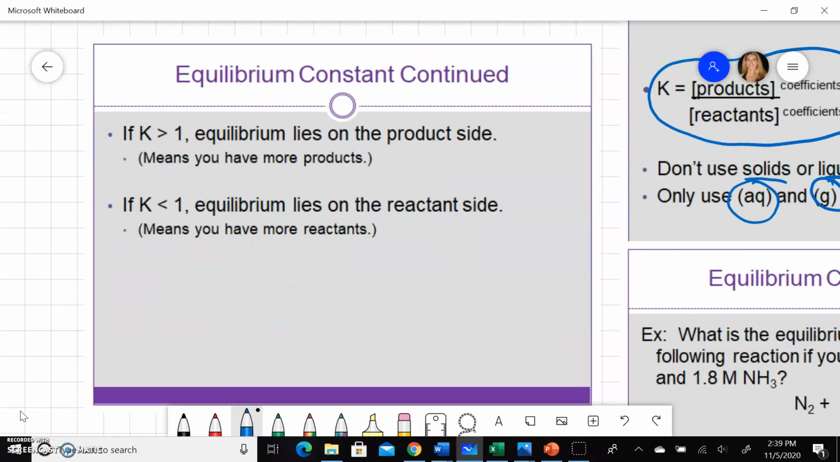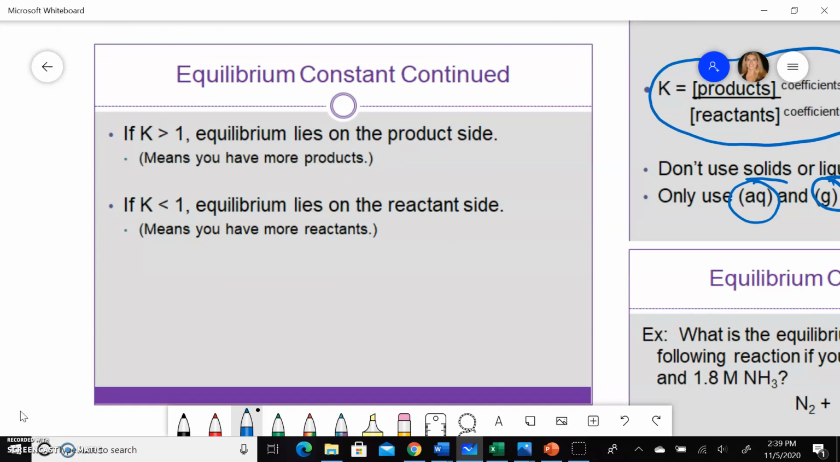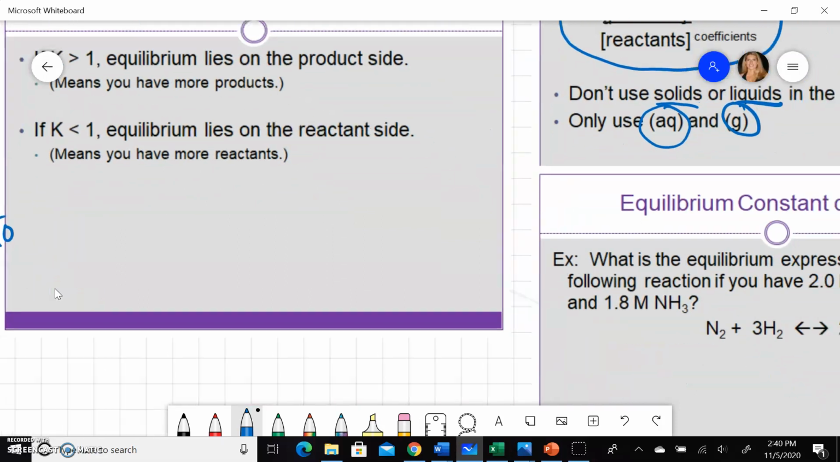And I have one more thing to show you before I calculate this with you. If K ends up being greater than 1, then equilibrium lies on the product side, and you can figure that out. Remember that we have products over reactants. So if you know how fractions work, if the top of the fraction is big, you're going to get a number bigger than 1, so that means you have more products. If the bottom of the fraction is big, like if we're comparing 10 over 1 to 1 over 10, 1 over 10 is a very small fraction, so that's going to be less than 1. And so if K is less than 1, it means you have more of the reactants.